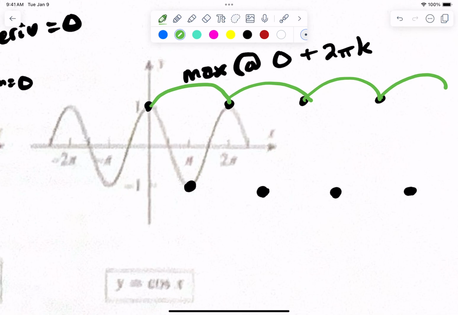Why do you have in plus 0? You could just put 2 pi k on there. Just because it's going past 0. Yeah, right. Can you zoom this out?